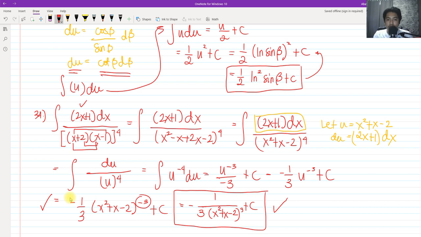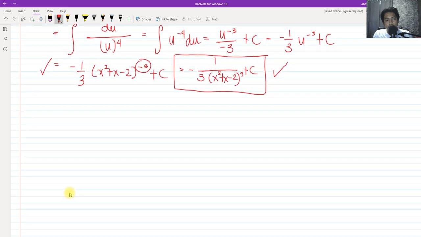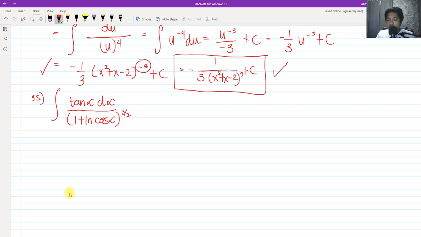So let's try another problem. For number 35, we have the integral of tangent of alpha d alpha all over 1 plus ln of cosine alpha raised to 3/2, if I'm not mistaken. That is 3/2. So how do we get the integral of this? It's very simple.